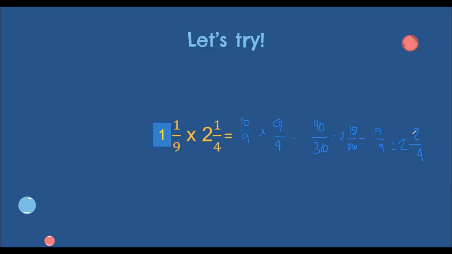We can still simplify 2/4 here by dividing it by 2, right? Okay, so we must not stop unless our fraction part is already a prime number or cannot be simplified anymore. So 2 divided by 2, we have here 1. And 4 divided by 2, we have 2. And don't forget also to copy our whole number 2 here. So for our final answer, we have 2 and 1/2.